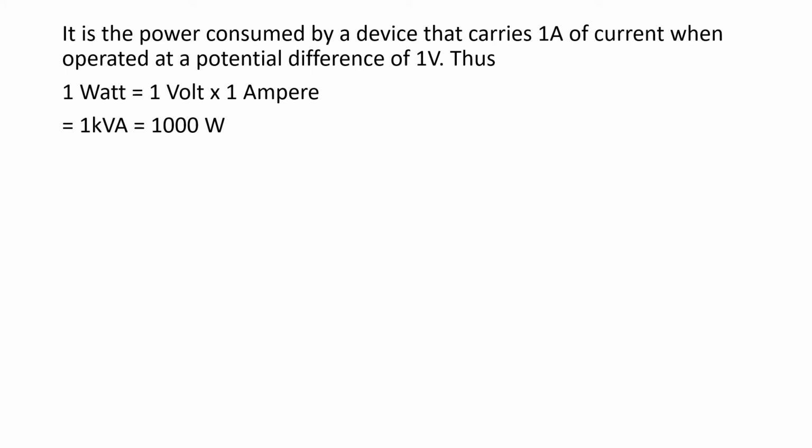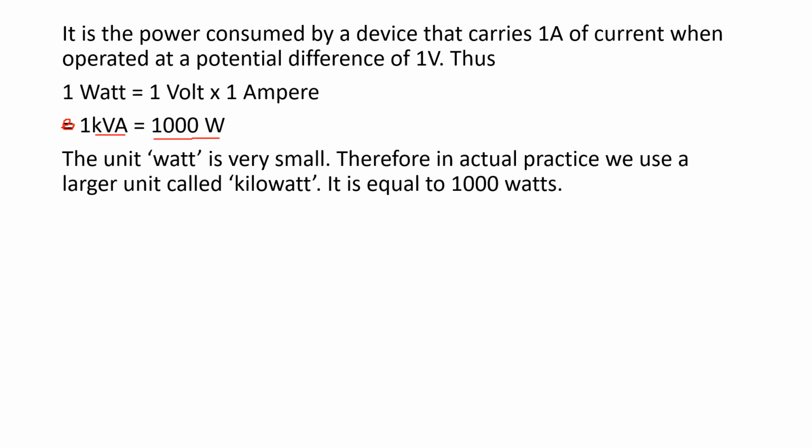Okay, it is also given as 1 kVA. Now what is 1 kVA? 1 K means 1 kilo, 1000. So 1000 watt ampere is 1000 watt. Also, the unit watt is very small, so in practice we use kilowatt. What is kilowatt? 1 kilowatt is 1000 watts.